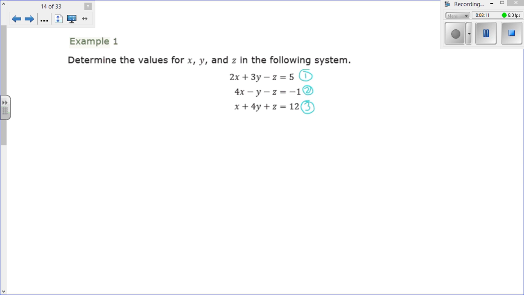I'm looking at my equations. 2 and 3 are right next to each other, and so I picked those 2 to work with. So equation 2 is 4x minus y minus z equals -1, and 3 was x plus 4y plus z equals 12. My z's are opposites, so we can remove them, and I'll get 5x plus 3y equals 11.